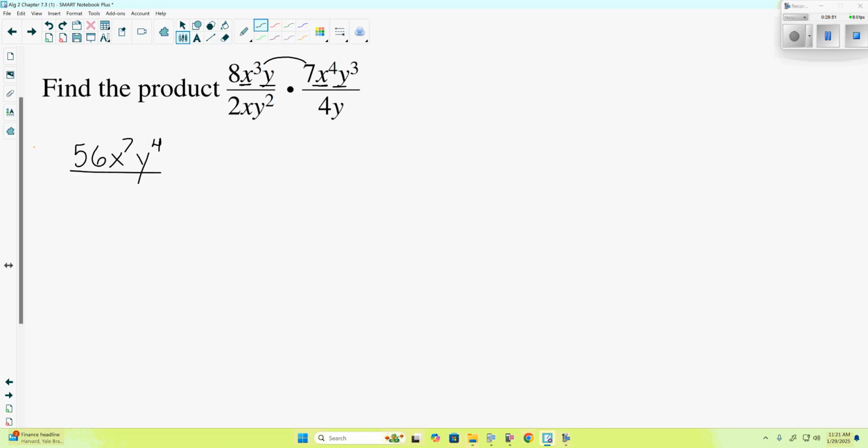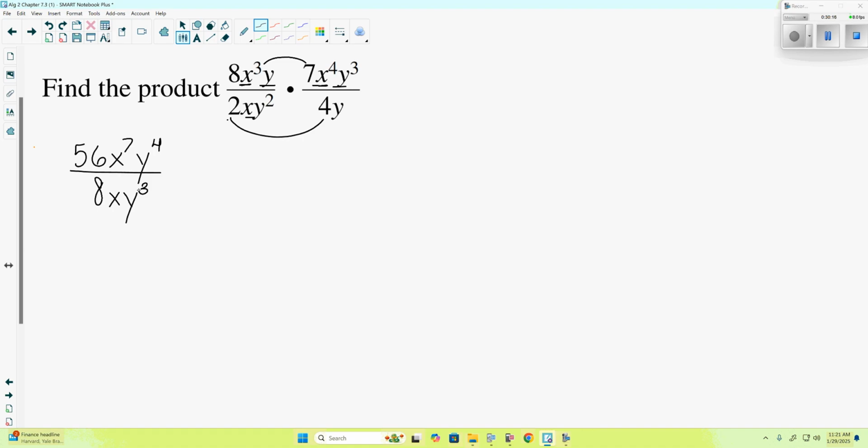And lastly, on bottom, we'll do the same thing. 2 times 4 is 8. X, there is no other x, so yes, indeed, it would be x. And our y squared times y would be y to the third. Questions on how we multiply these two here?